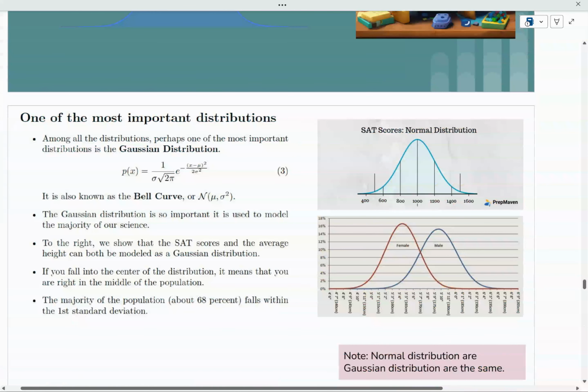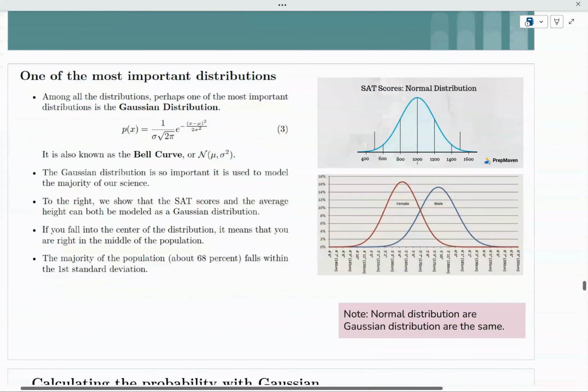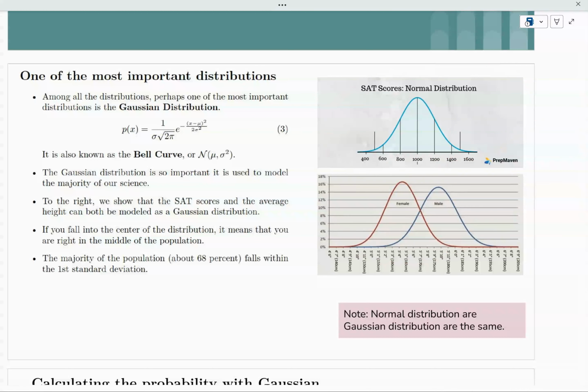Okay. So one of the most important distributions you're going to learn is called the Gaussian distribution. This equation is so important, I expect you to memorize it, at least for the exam. It's also known as a bell curve. The Gaussian distribution is so important because it's used to measure the majority of our science distributions. Basically, the majority of our science distribution can be shown to become a Gaussian distribution.